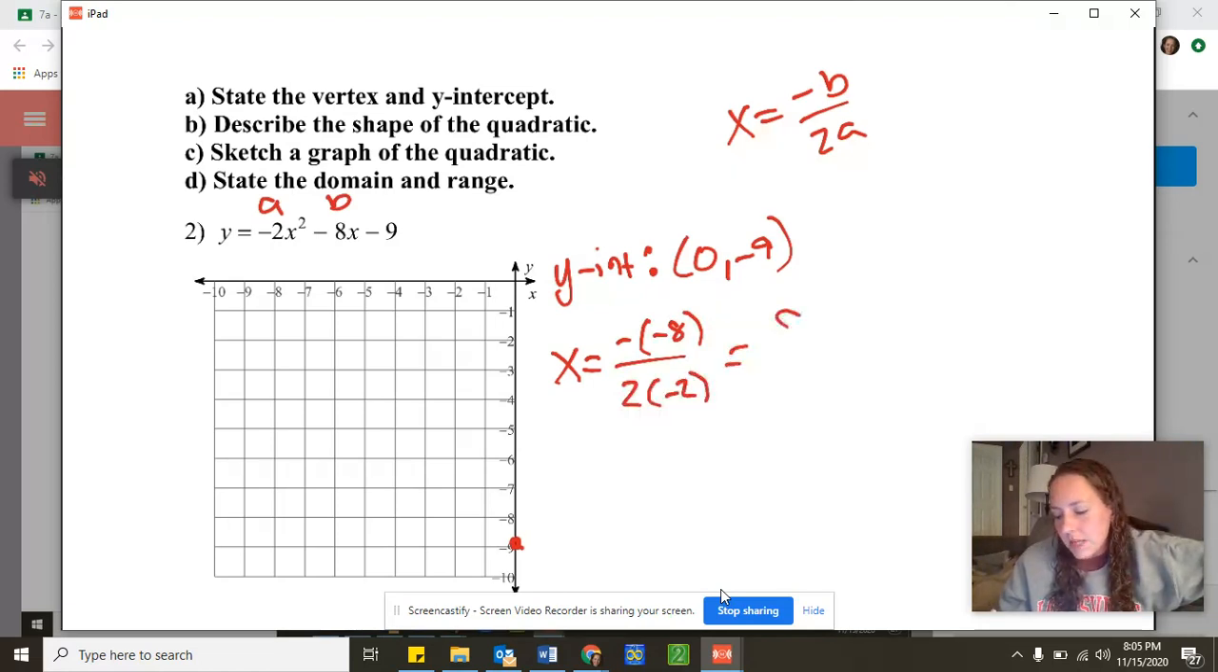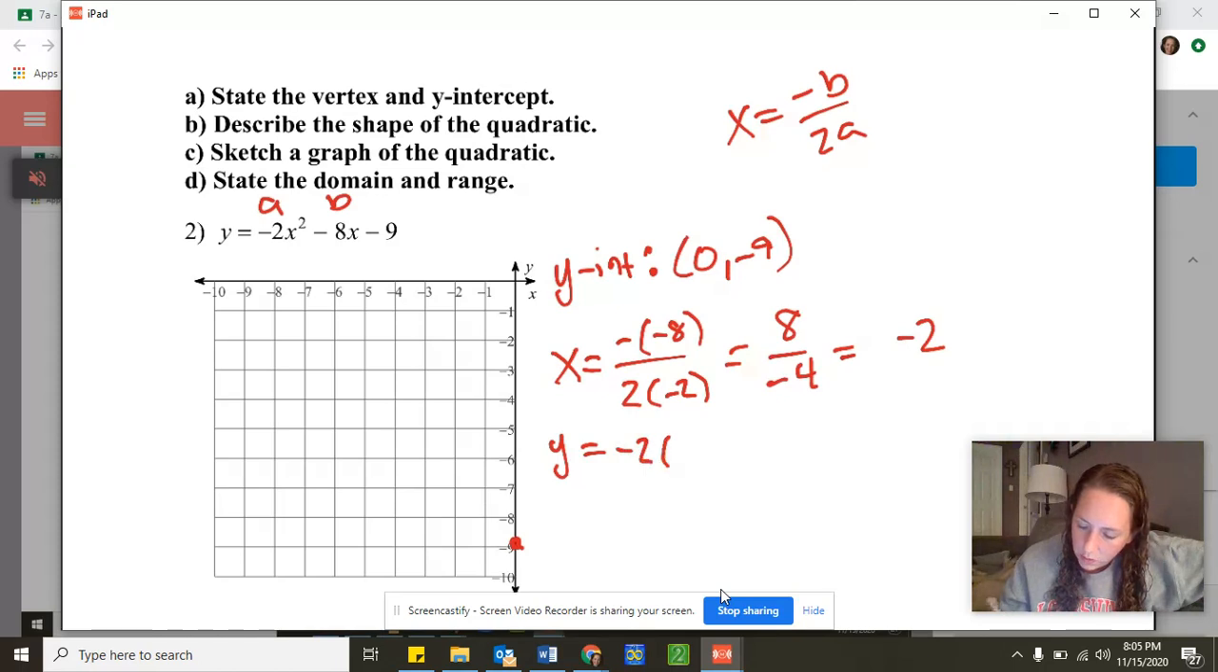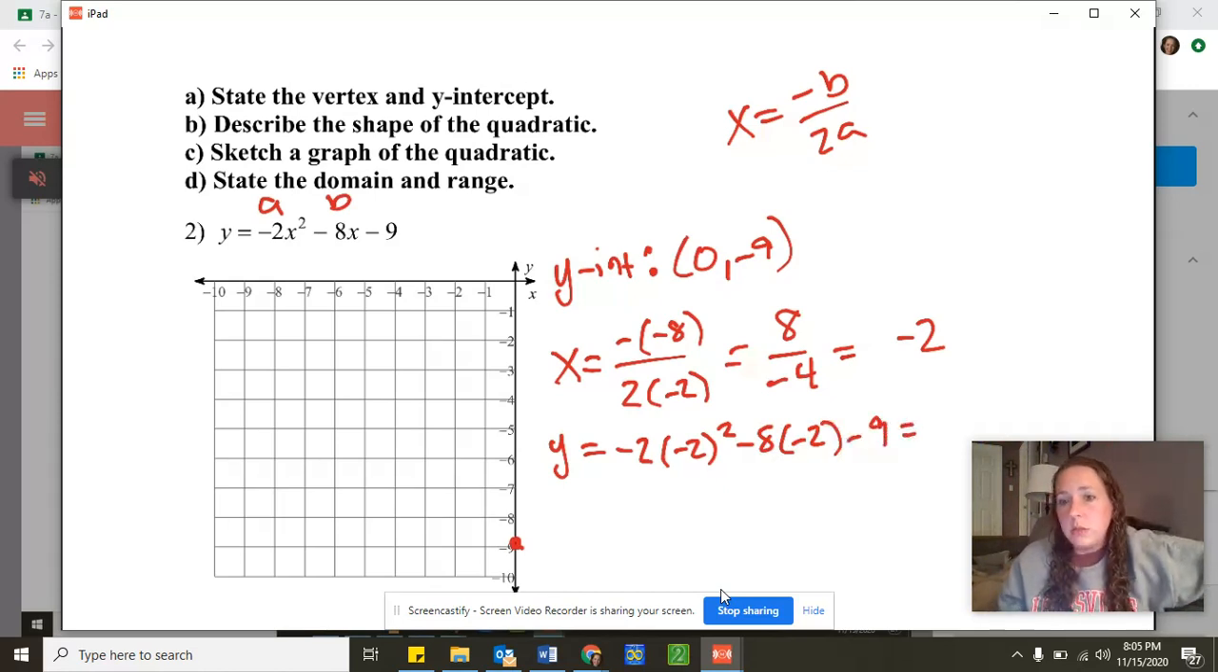Negatives cancel each other out, so it becomes 8 over -4, which is just -2. Now to find the y of the vertex, I just take the x and plug it into the equation, see what I get. So in this case, I'll get -2 times -2 squared minus 8 times -2 minus 9, which gives me 2 times 4 is -8, plus 16 is 8, minus 9 is -1. So my vertex is the point -2 and -1.